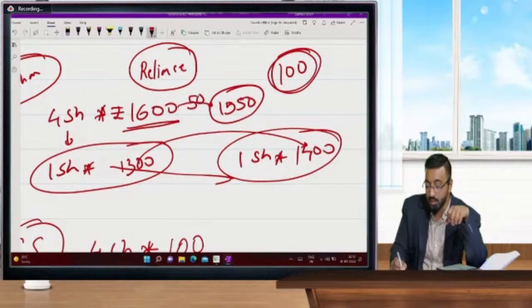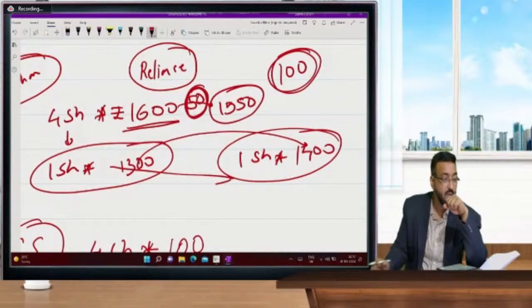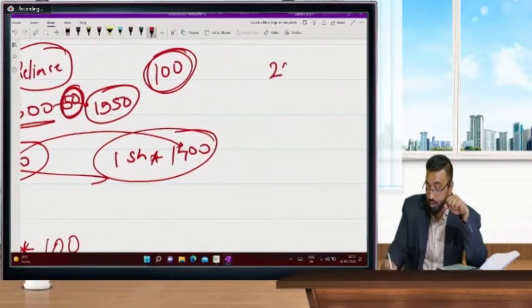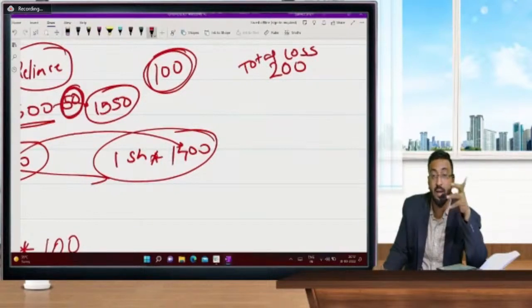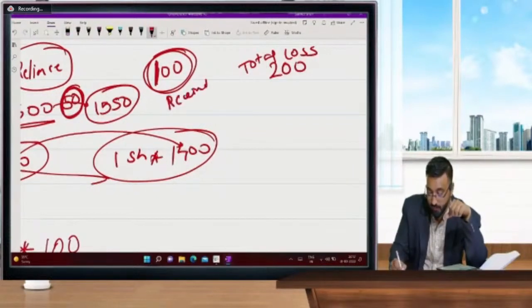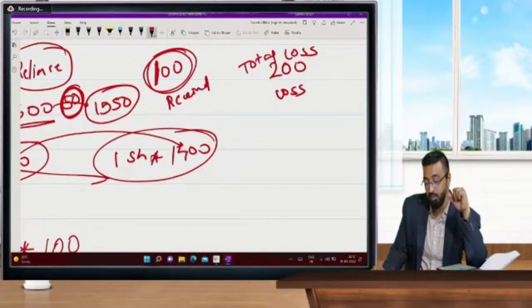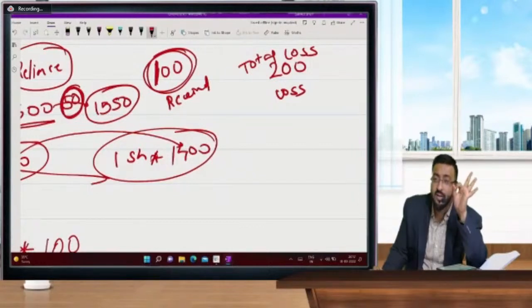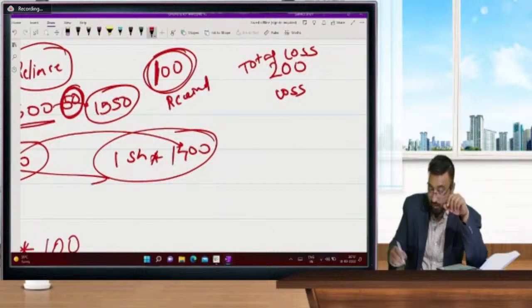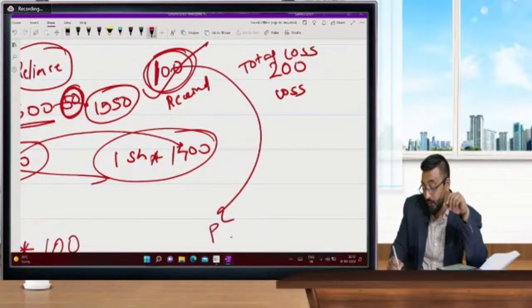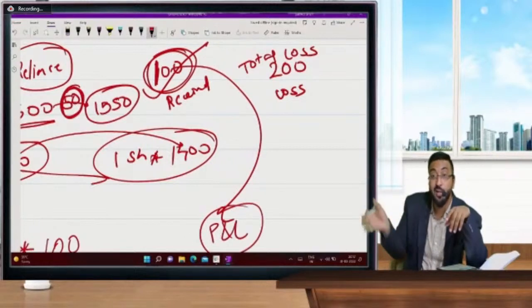So what is the loss to Pratham? 50 rupees per share. So total loss to Pratham is 200. But beta, he received 100 rupees from Jasmine. Loss is rupees 200. Sir, you taught us if there is renouncement, the amount is transferred to P&L. This 100 rupees you taught us to transfer to P&L, so we have credited it in the P&L account.